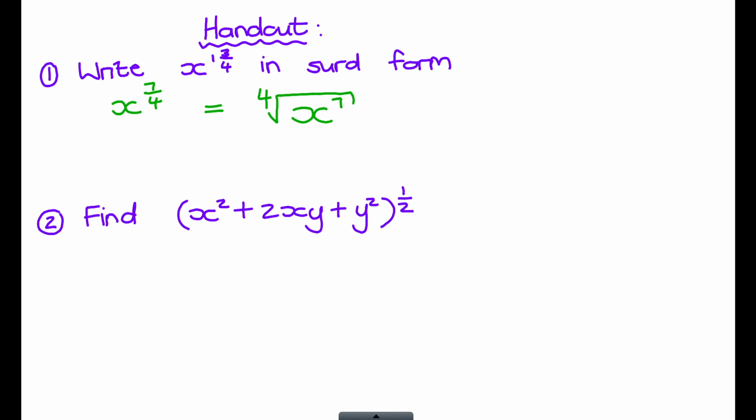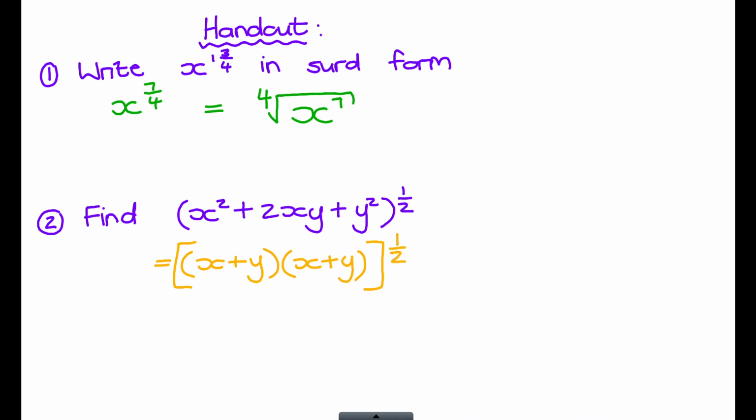Okay. Nommer 2 sê hulle vir jou, vind x kwadraat plus 2xy plus y kwadraat tot die mag 'n half. Goed. Nou wat jy heel eerste hier sou kon doen, is gaan faktoriseer gou-gou daai 3 term binne in die hakkie. And if you factorize that, you're going to get x plus y times x plus y, nee, en dit nog steeds tot die mag 'n half.